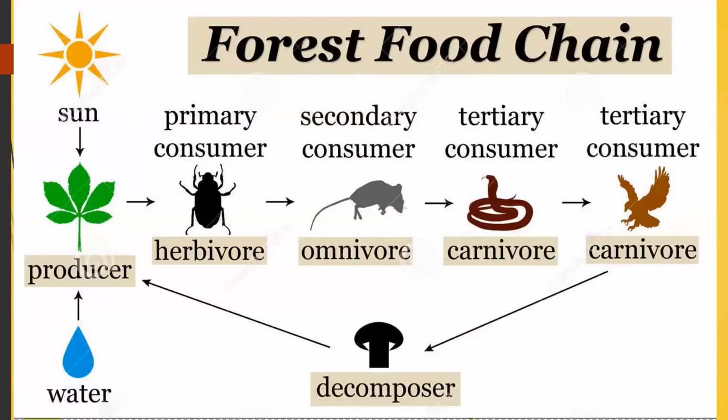Here a food chain is shown. In it, the sun gives energy to the plant producers. Plants use energy from the sun and water. The plants are eaten by herbivores that are primary consumers, and herbivores are eaten by omnivores that are secondary consumers, and omnivores are eaten by carnivores that are tertiary consumers, and then tertiary consumers are eaten and digested by decomposers, and decomposers make nutrients available to the soil so that plants can use them again.